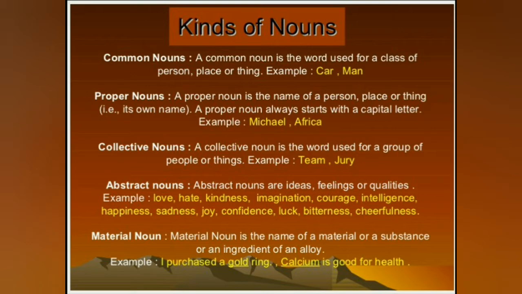Next, kinds of nouns. What are the kinds of nouns? Common nouns, proper nouns, collective nouns, abstract nouns, and material nouns. Now we will learn one by one. First one, common nouns. A common noun is the word used for a class of person, place, or thing. A common name of a person, place, or thing is called a common noun.